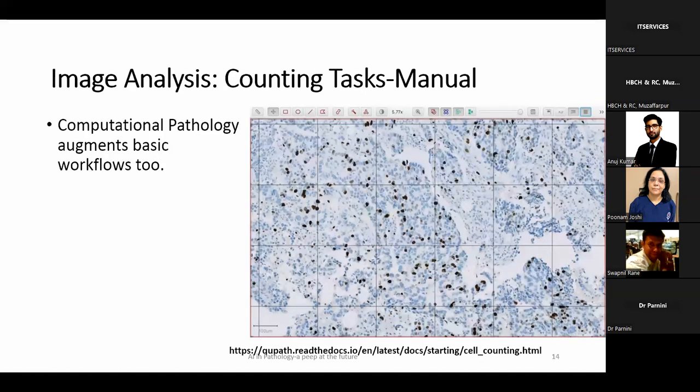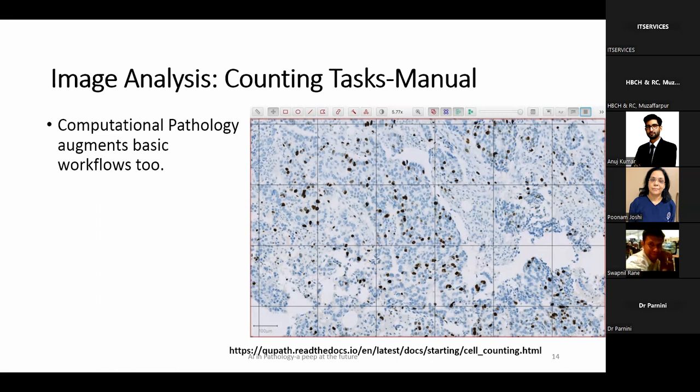We know very well that we do a lot of counting tasks. For example, we do the MIB-1 index for neuroendocrine tumors, and mitosis counting is done for thyroid tumors as a diagnostic criterion for poorly differentiated thyroid carcinoma. And there are a lot of other counting tasks that we do, including measuring the size of the tumor and measuring the depth of invasion of oral squamous cell carcinoma.